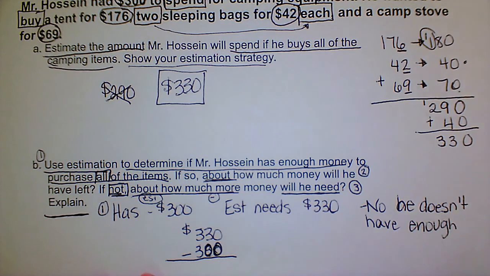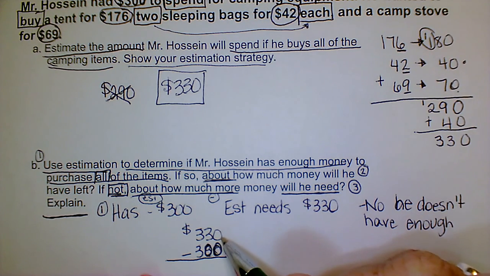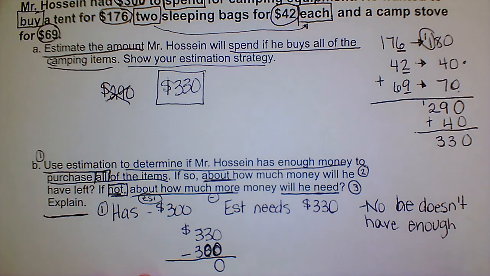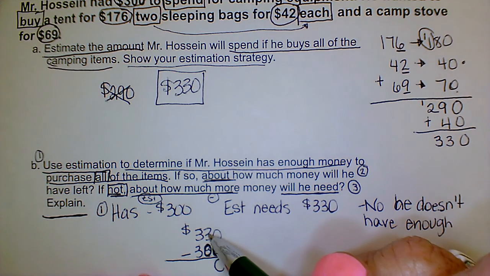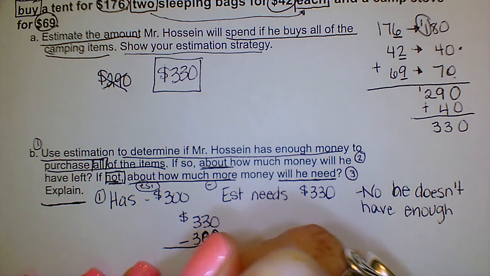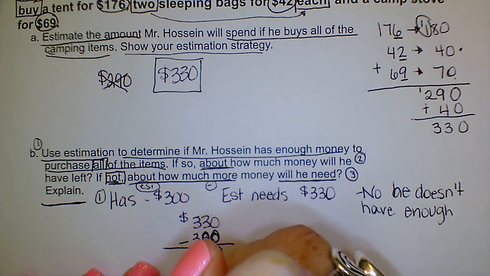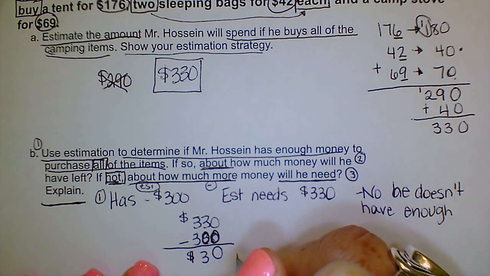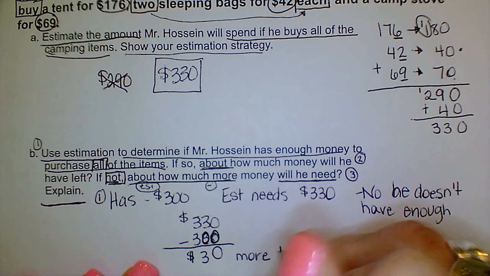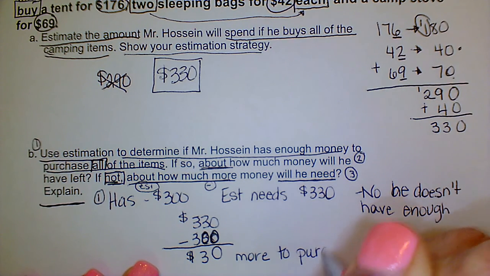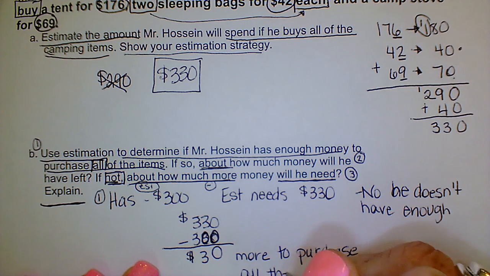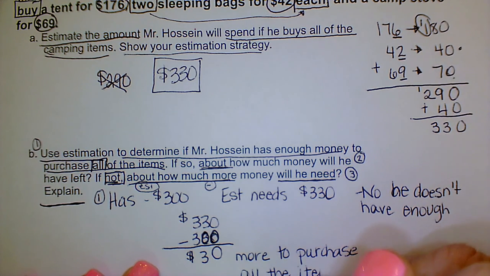So when I subtract 300 from 330, I go with my 1s, there is nothing to subtract. With my 10s, I have 3, and I'm taking 0 away, so 3. So he needs $30 more to purchase all items, correct? Any questions on those answers?